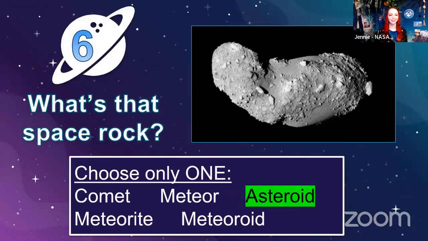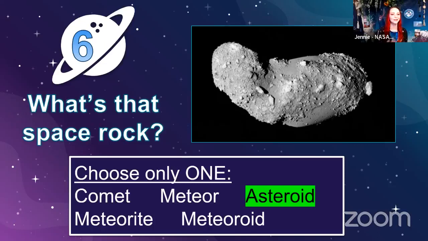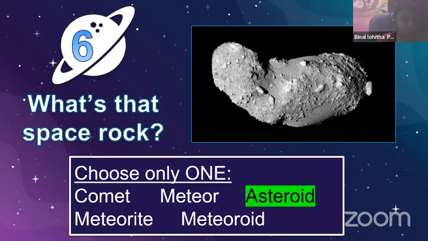Number 6 is an asteroid. This is another asteroid. The pickle. Yes, it absolutely looks like a pickle. I often say asteroids look like potatoes. I think that very many asteroids kind of have these strange shapes. Yes. It just looks like a chip in a pickle.